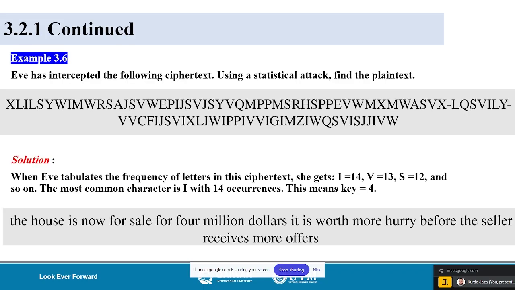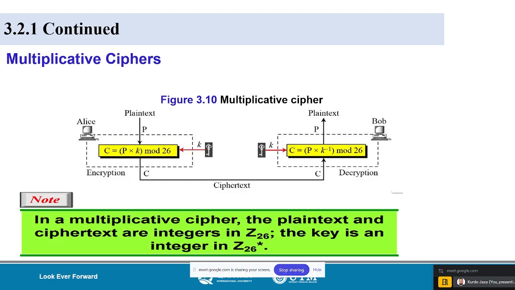Now she guessed it and the guess was correct at the first trial, and that's her luck. Now how about the multiplicative ciphers? We said that the Z is additive. The multiplicative ciphers would be Z26 asterisk. We will talk about what the asterisk means.